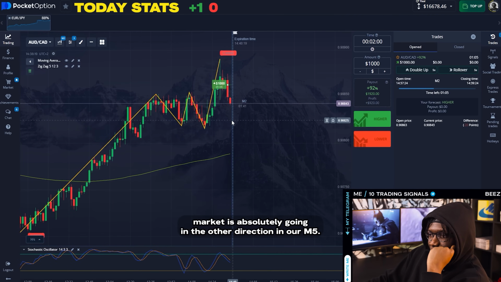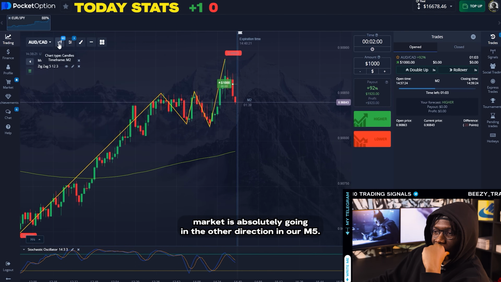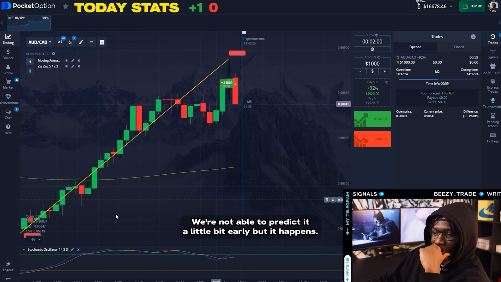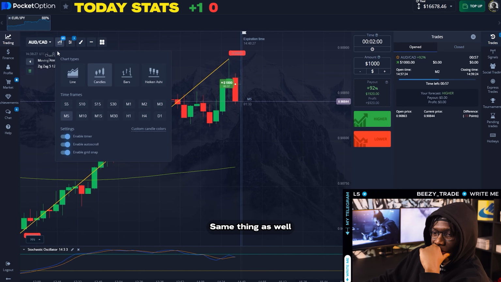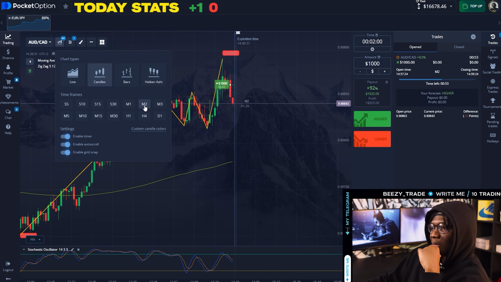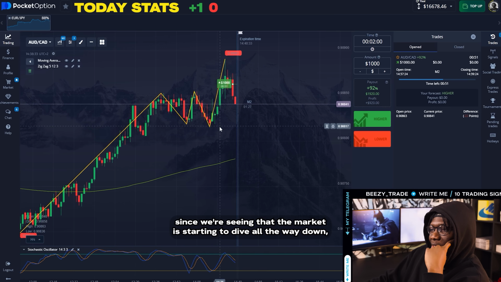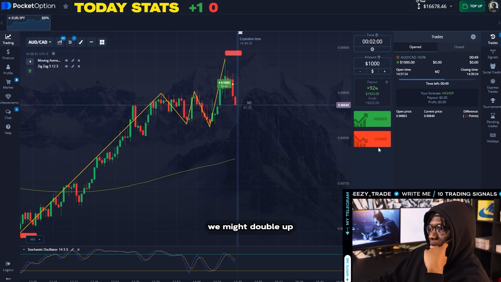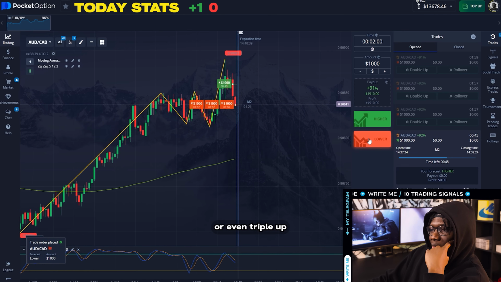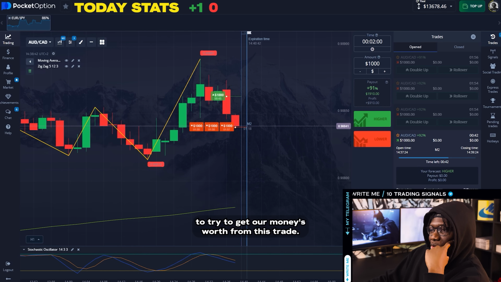So as you can see, the market is absolutely going in the other direction. In our M5, we're not able to predict that a little bit early, but it happens the same thing as well. I think if we waited a couple of minutes, we could have really seen a better signal. But right now, since we're seeing that the market is starting to dive all the way down, we might double up or even triple up to try to get our money's worth from this trade.